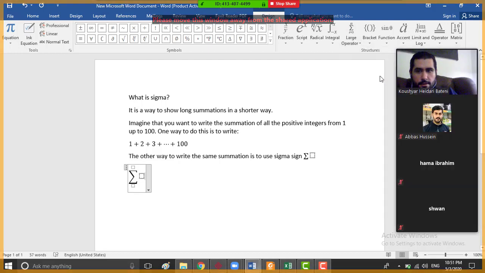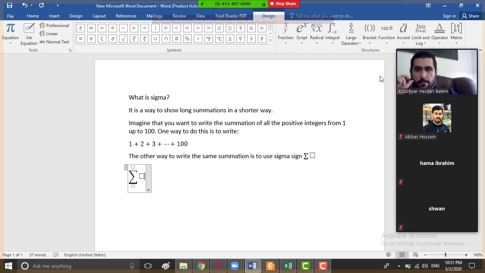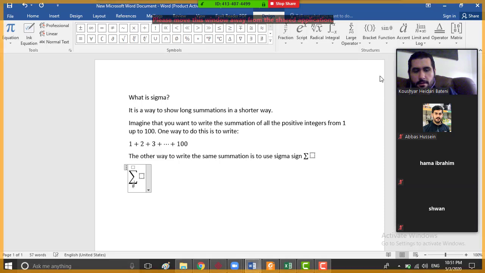Instead of 1 plus 2 plus 3 plus blah blah blah plus 100, I'm going to write sigma, i equal to 1 up to 100, and here I'm going to put i. Okay? What does this mean?